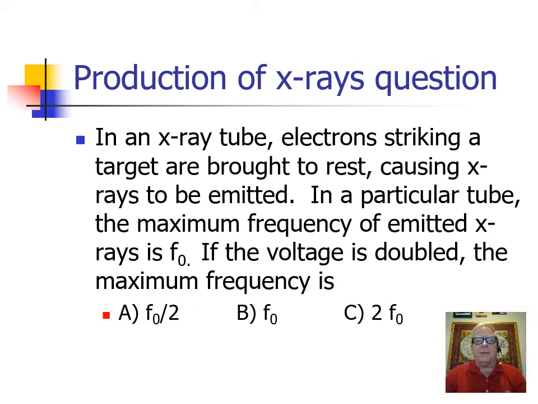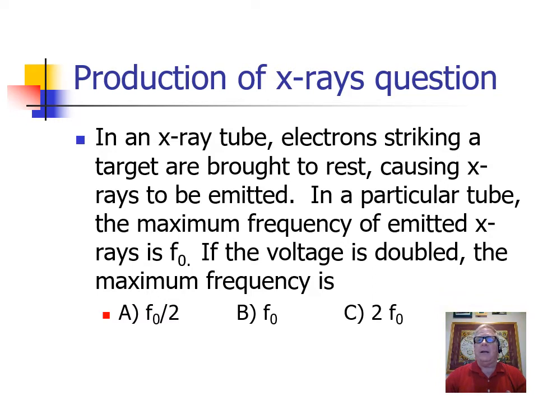The answer is that the maximum frequency is going to be the same. The accelerating voltage just makes the electrons more energetic. But remember, all the energetic electrons do is knock off an electron from one of the inner shells of the target atom. The frequency of the emitted X-ray is determined entirely by the energy difference between one of the outer energy levels of that atom and the inner energy level which has lost an electron. So that's not going to change.